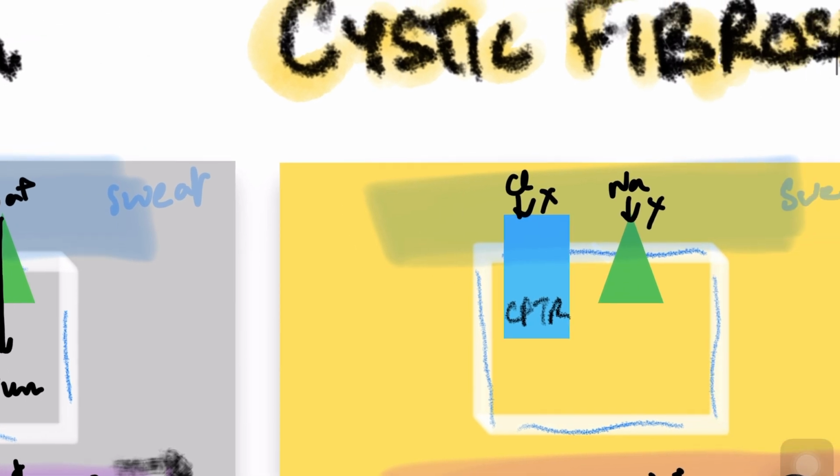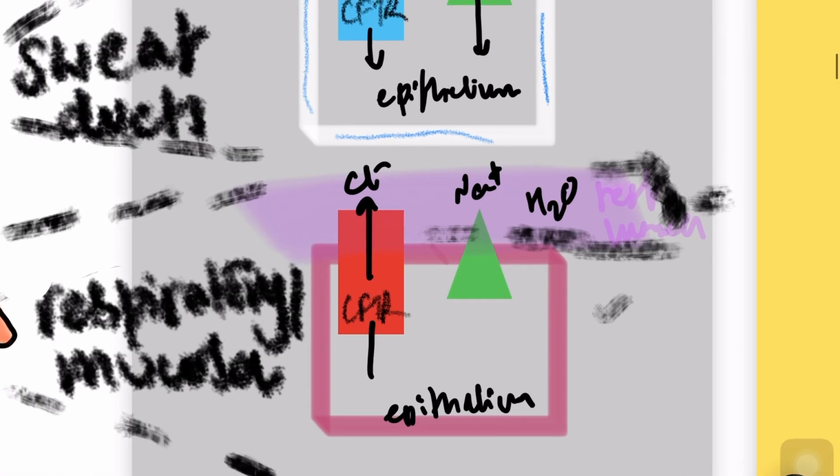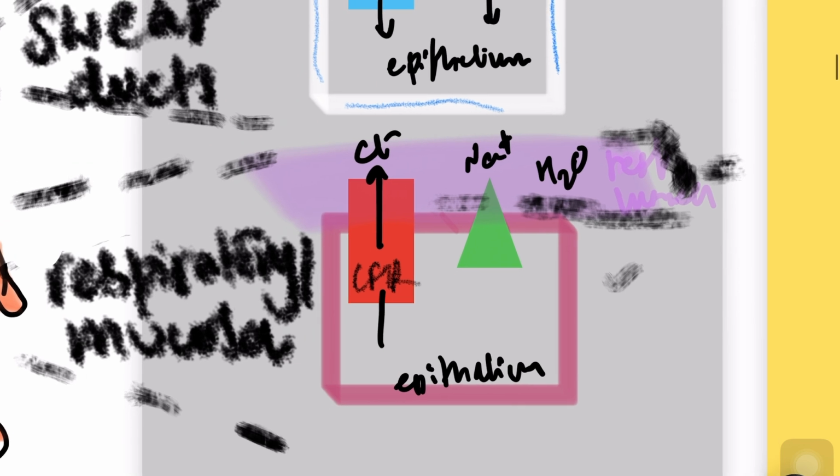However, when there's a defect in CFTR, in cystic fibrosis, the chloride is not brought into the cell from the sweat, so the sodium also stays back in the sweat. So we have a high amount of sodium and chloride in the sweat in case of cystic fibrosis, which will manifest as very salty sweat, right? Now, the same CFTR functions differently in the respiratory and GI mucosa. It has a different function.